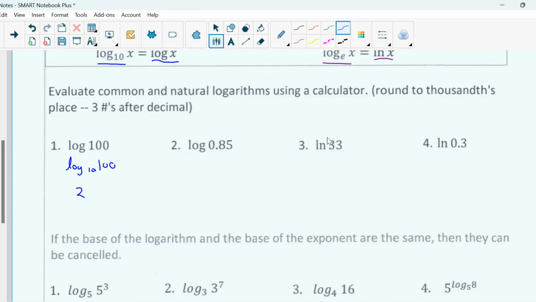Okay, we can also do this with natural logs. Once again, I could rewrite this as log base e of 33. This isn't necessary though, because your calculator will do it for you. So in this case, we'll press the natural log button, 33, press enter, and that's going to give us 3.497. Okay, so those are the two types of logs you can evaluate in a calculator.